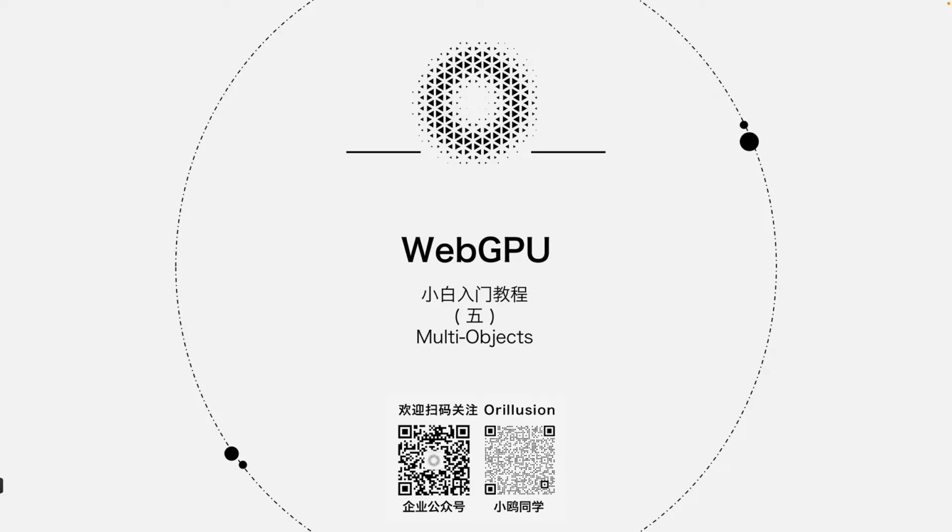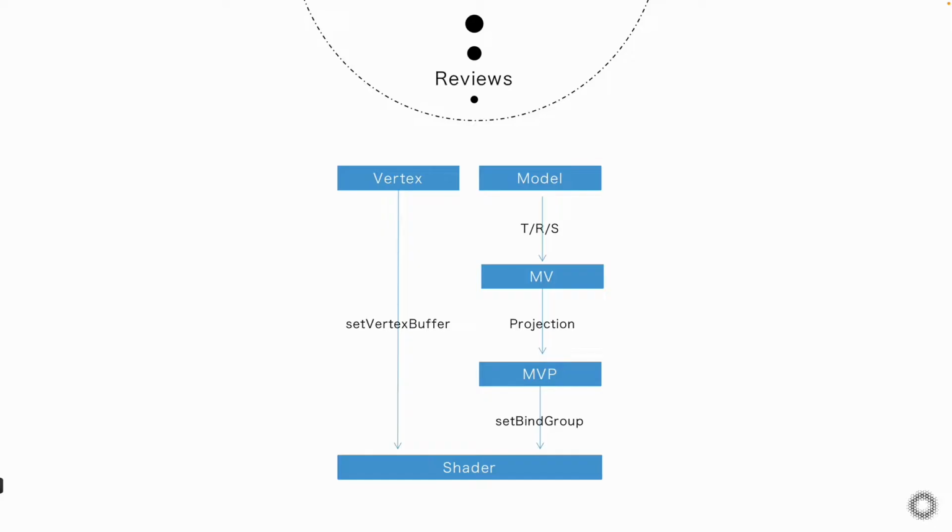Last week we learned WebGPU 3D transformation, and we know how to dynamically draw in a graph using the vertex information and BindGroup. And today we'll learn how to draw multiple objects in the scene. Let's briefly review the knowledge about BindGroup.